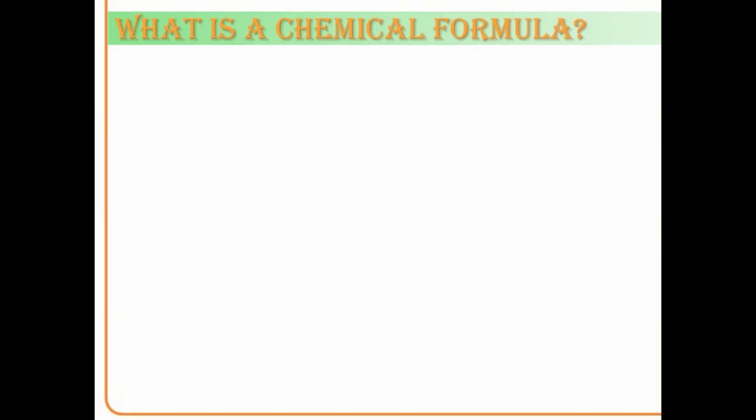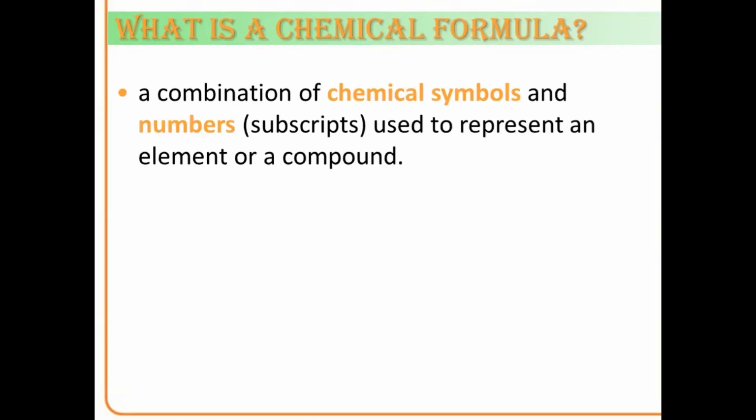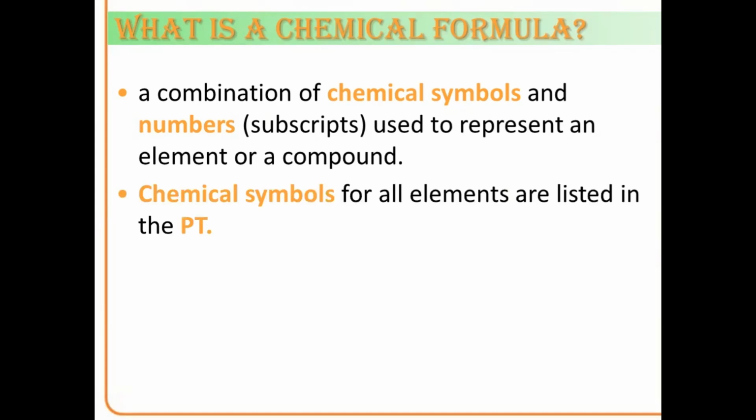However, before we do that, we need to understand what a chemical formula is. A chemical formula is a combination of chemical symbols and numbers used to represent an element or compound. Chemical symbols for all elements are listed in the periodic table. In most chemistry exams, they provide you with a copy of the periodic table, usually at the back.